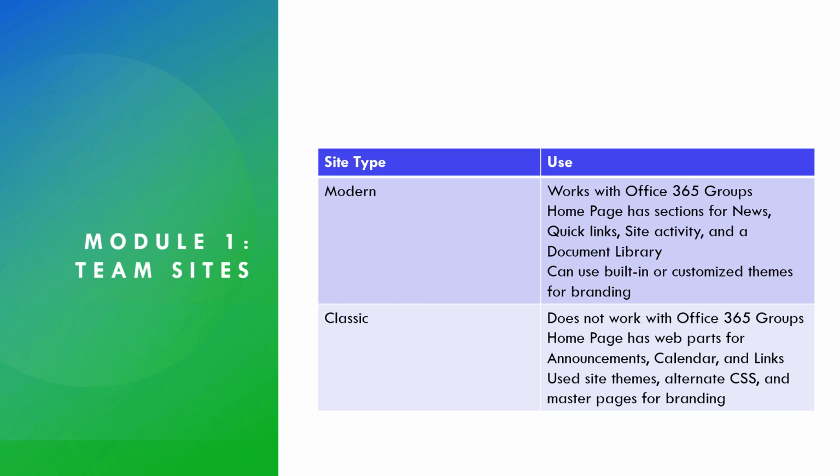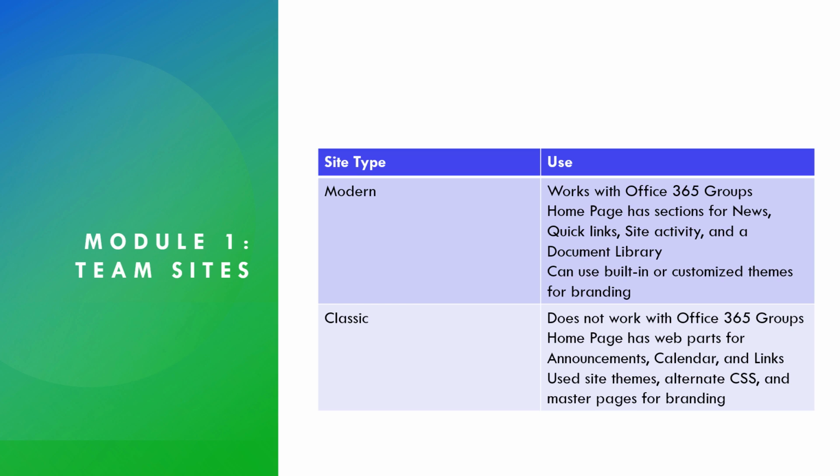When you create a modern site, the home page already has sections for news, quick links, site activity, and a document library. You can use built-in or customized themes for branding with a modern site. The classic site does not work with Office 365 groups. Originally, you could only use SharePoint groups.